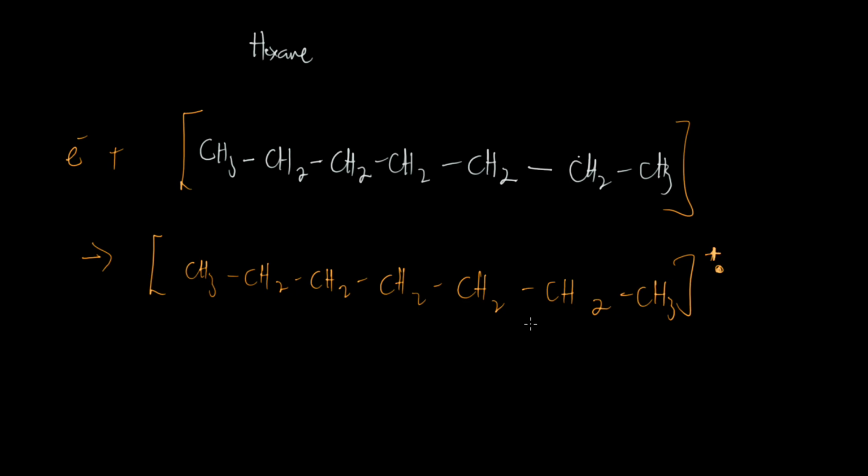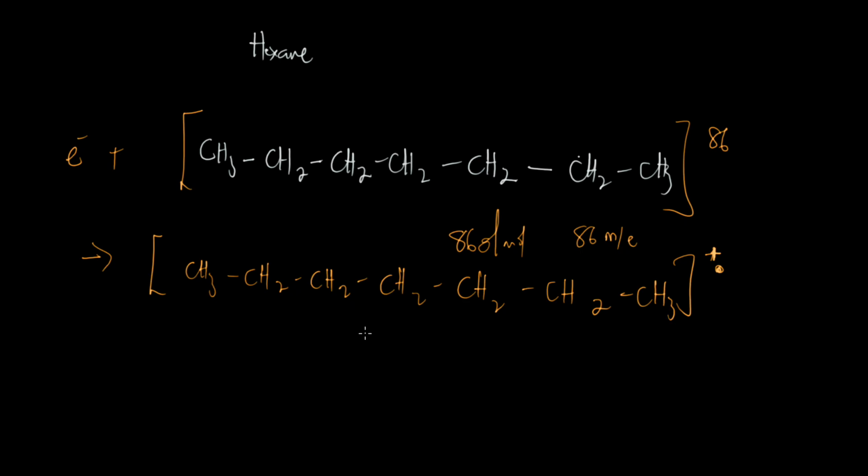That is the molecular ion. So if the molecular mass is 86, so this one is 86. This is the neutral molecule. So the molecular ion will also be 86 grams per mole, or 86 mass per charge. So this is the molecular ion.